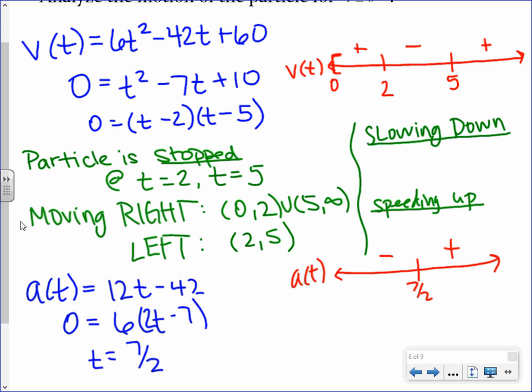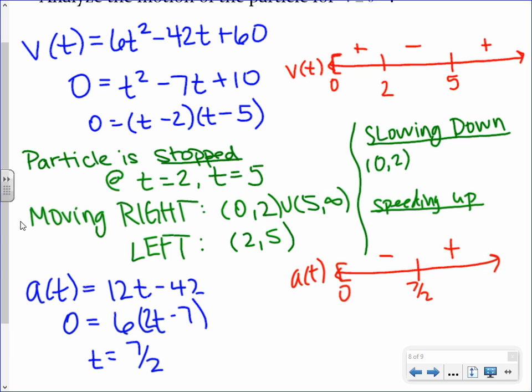Okay? So we really only care about from 0 on. Okay? 2 comes before 7/2. Do you agree? So if I'm reading this from left to right, we have an interval from 0 to 2. From 0 to 2, our velocity is positive, but our acceleration is negative. What does that mean? We're slowing down. So from 0 to 2, we're slowing down.